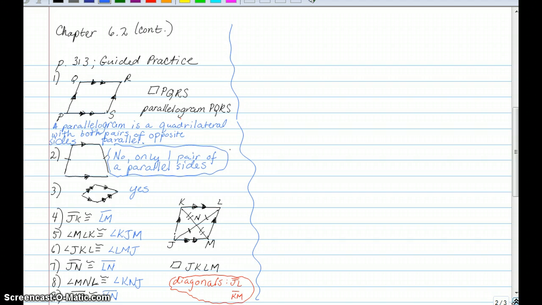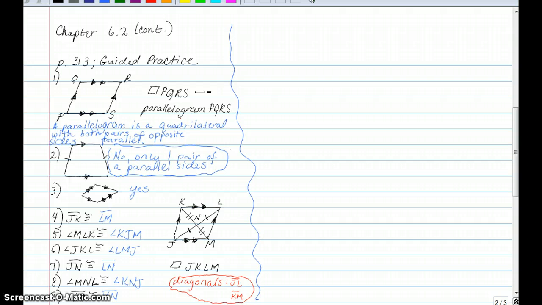Now, this right here is the symbolic form of parallelogram PQRS. It has a parallelogram figure and then PQRS. Typically, the letters are in order. And that means parallelogram PQRS.